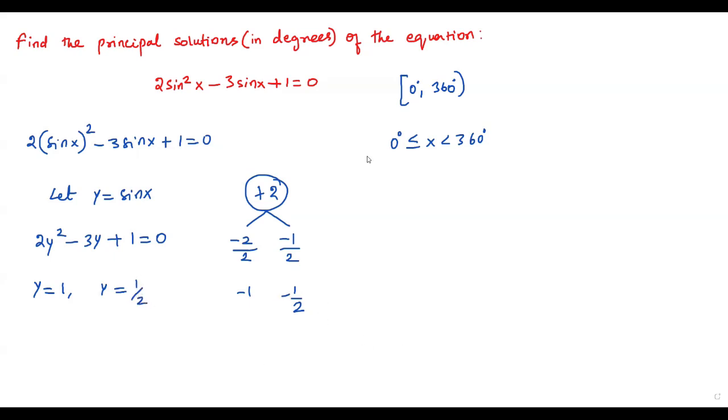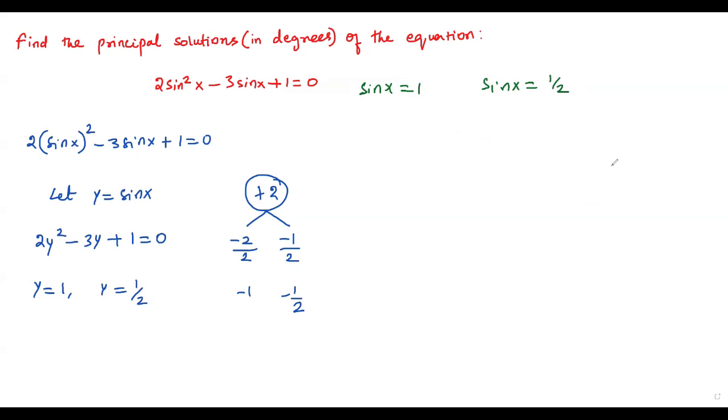Okay, now I have solved for y in the given quadratic equation. I got two values for y. Now we can replace y over here and here by the original sine x. So when I do so, I am getting sine x equals 1 and sine x equals 1 over 2. Okay, now we have to solve for x in these two equations.